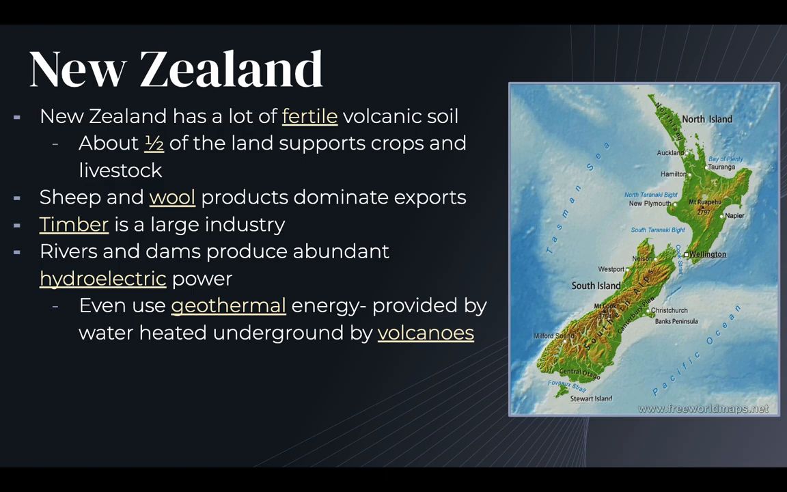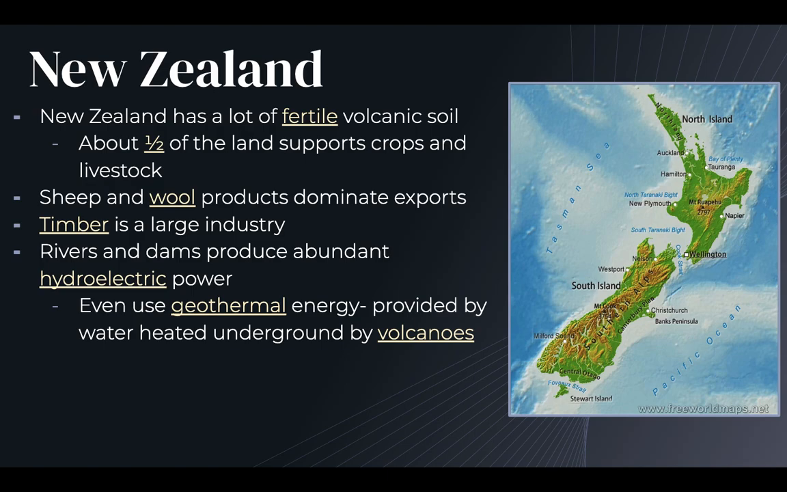So there's a lot of fertile volcanic soil in New Zealand. About half of the land actually supports crops and livestock. But a lot of people don't live there, which is kind of weird. Sheep and wool products dominate their exports. Timber is a very large industry. They have all kinds of timber there.